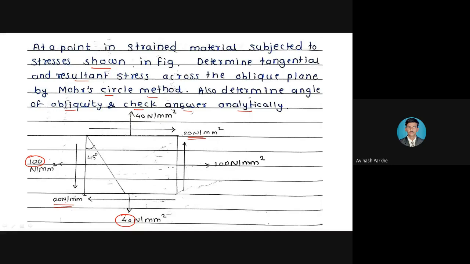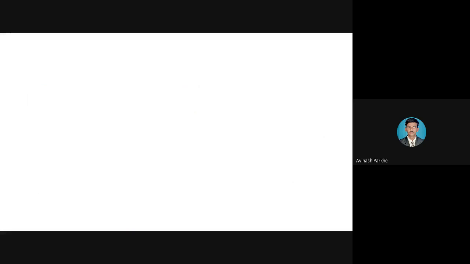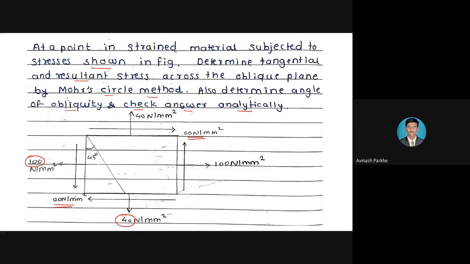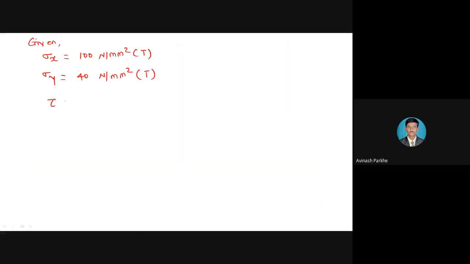Before solving this problem, we will write all the given parameters. Sigma x is equal to 100 Newton per mm square, which is tensile. Sigma y is equal to 40 Newton per mm square, again tensile. In the figure, the shear stress is also given: tau is equal to 20 Newton per mm square.